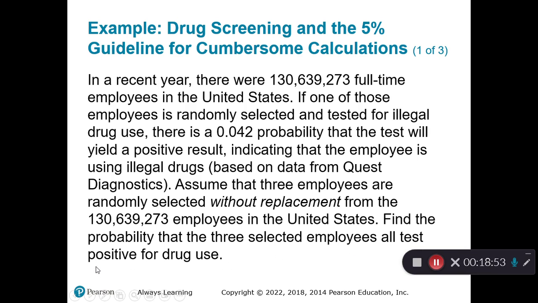If we want 3 individuals to be selected at random and we want all of them to test positive, that means we want the first one to test positive and the second to test positive and the third to test positive. So this is an and problem that will require multiplication.